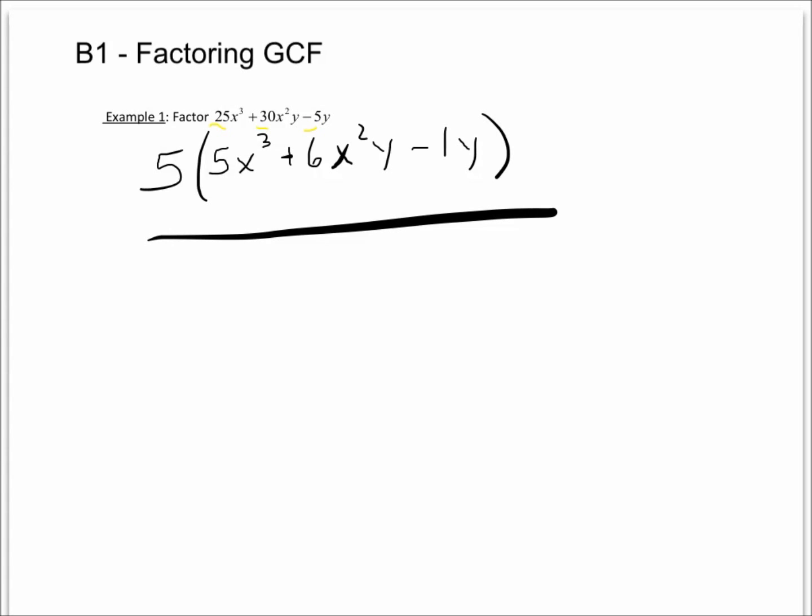The 5 on the outside, that's our greatest common factor. And then on the inside, we have what's left after we've done our division. Or in other words, we've taken care of our multiplication, or we've taken care of what we wanted to unmultiply.